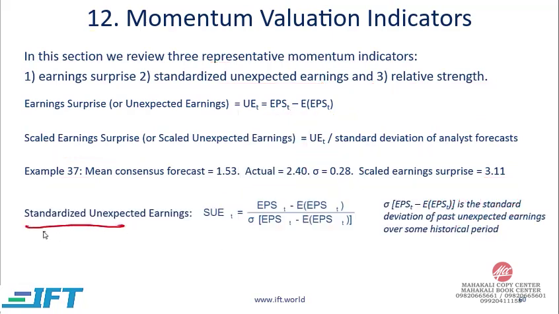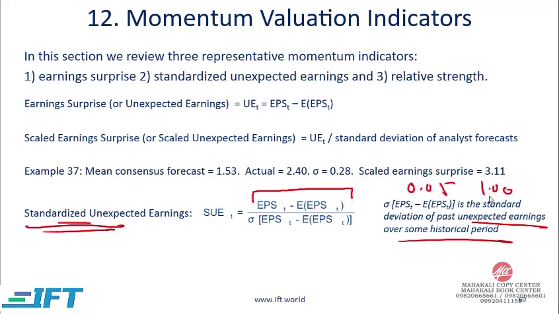Another measure which is referenced more often is the standardized unexpected earnings, or SUE. Now what is this? The numerator should look familiar. This is again the EPS that is actually announced minus the expected value of the EPS. But this is now divided by the standard deviation of past unexpected earnings over some historical period. So you might have a period of say 2 years, and over those 2 years you look at all the unexpected earnings for this particular company. It might be that last quarter the unexpected earnings was 0.05, the quarter before that the unexpected earnings was 1, before that the unexpected earnings was 0.10, and so on.